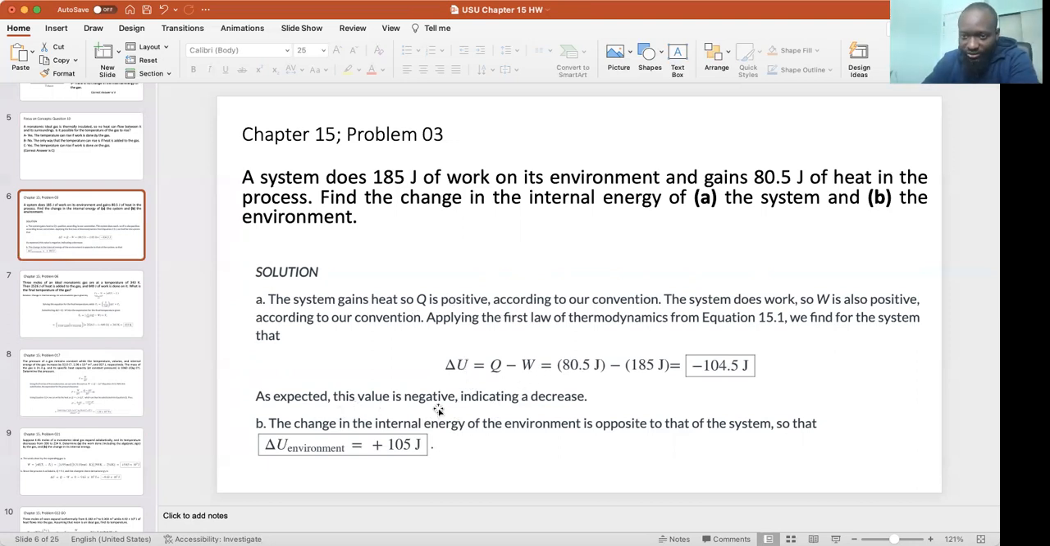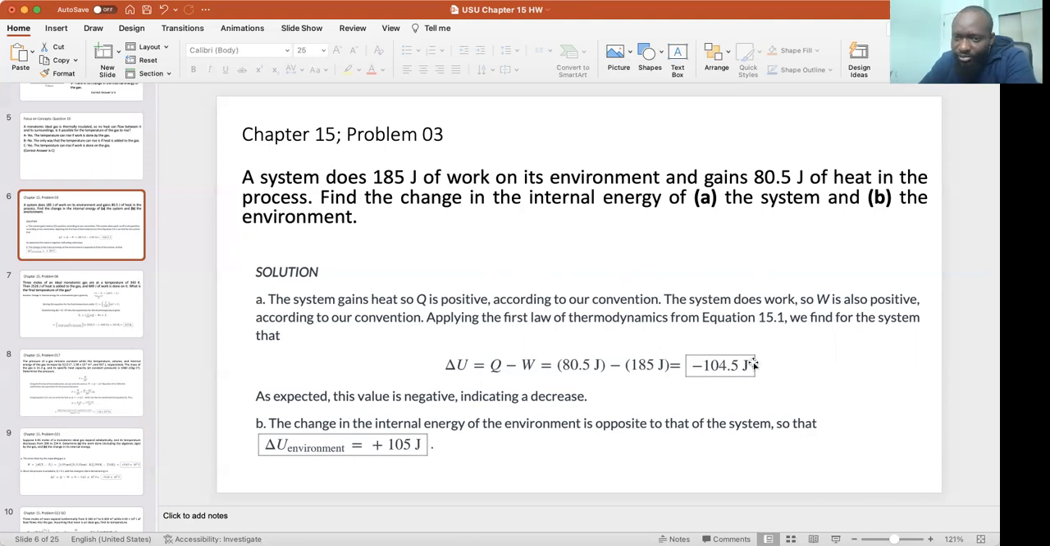Okay, so since you are doing work, you're going to lose some of the internal energy. So the change in internal energy of the environment is the opposite of that of the system. So it just becomes a positive 104.5, is that okay? You know, subtracted from this one here. Yeah, it's just minus that.